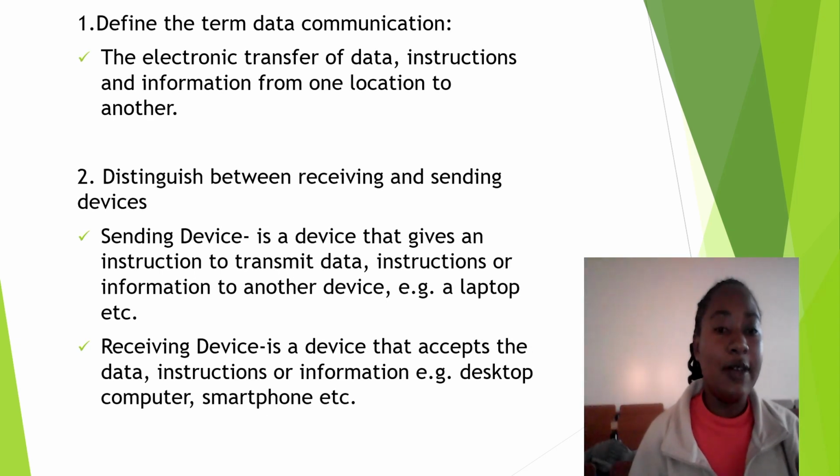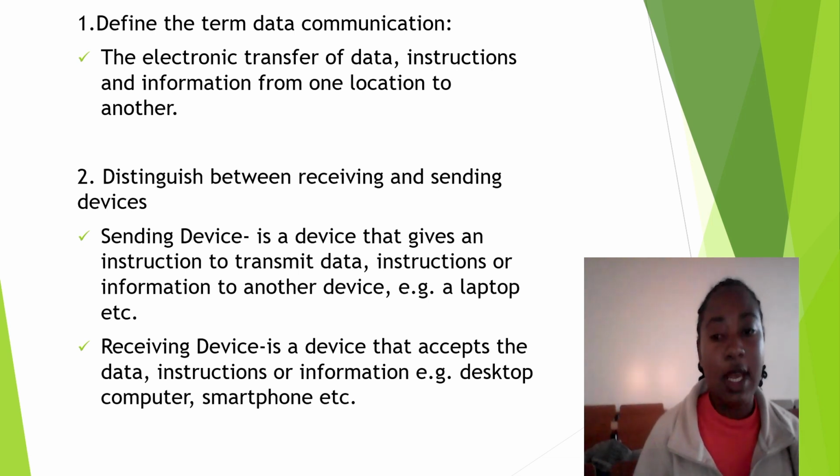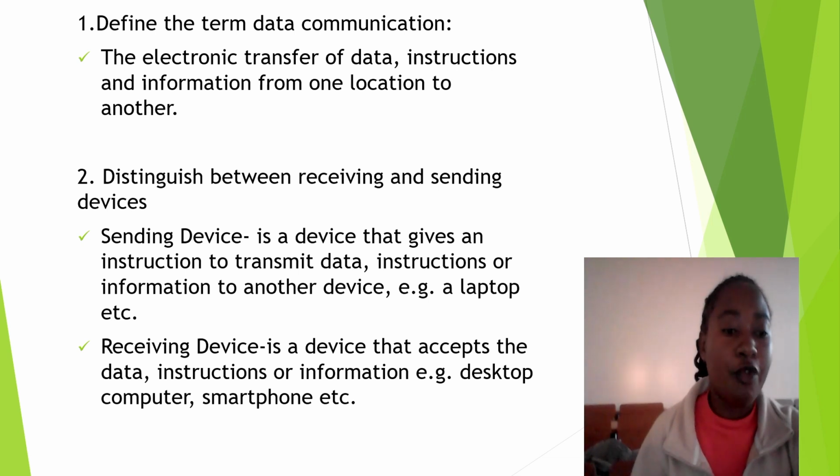So let's define the term data communication. Data communication is the electronic transfer of data, instruction, and information from one location to another. So in simple terms, we can say it's a process of sending and receiving information between two or more devices like computers, cell phones, servers, through a medium like cables, radio waves, or fiber optics.